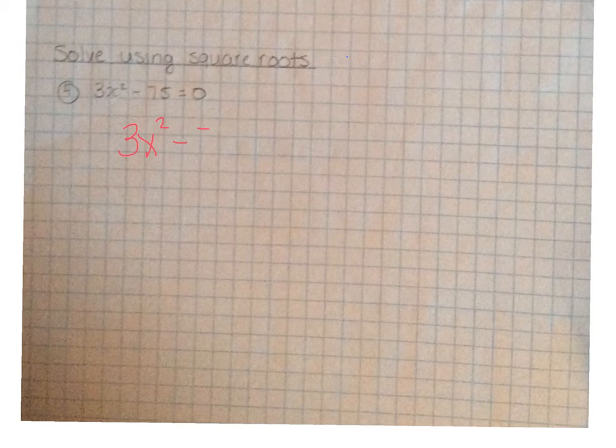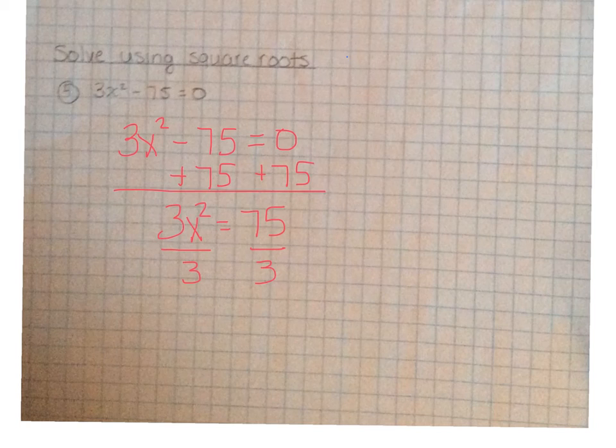3x squared minus 75 equals 0. We're going to begin to solve this just like we would any other equation, however, keeping in mind that it is x squared and not just x. So we want to get the 3x squared by itself, so we add 75 to both sides. And we have 3x squared equals 75. Now we want to get the x squared all by itself, and since it's multiplied by 3, we're going to divide it by 3. And we have to divide the other side by 3. So we end up with x squared equals 25.